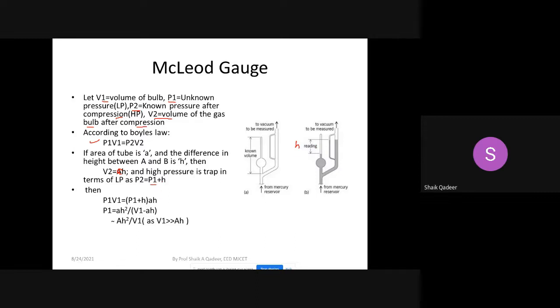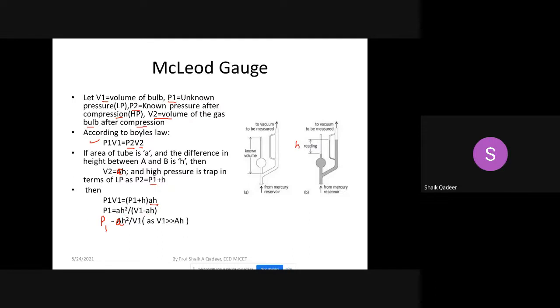So if we substitute P1 plus H in place of P2 in the above equation, and in place of V2 write a into H, we get P1 V1 equals P1 plus H into a into H. Just expand this, and you will get P1 equals a H squared divided by V1 minus a H.